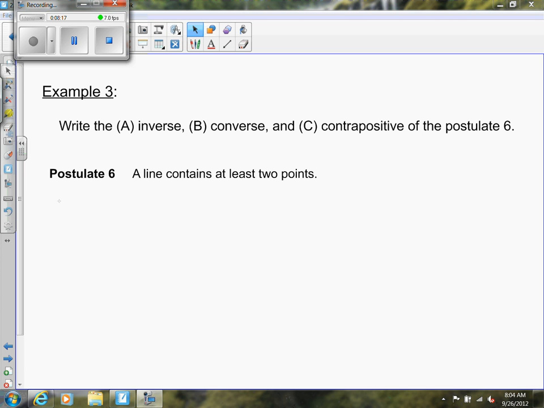All right, so here's the inverse, A. You remember, so here's the original statement. A line contains at least 2 points.